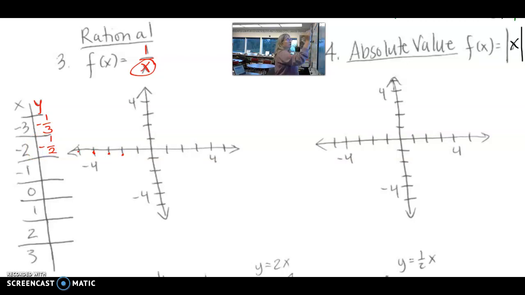-1, 1 over -1 is -1. So I have this point -1, 1. 0, what do you get when you have 1 divided by 0? Well, you cannot divide by 0, so this is undefined. And what we have is called a vertical asymptote when x equals 0. And the graph, you can never plug x equals 0 into this function, so it's not going to have a y coordinate associated with it.